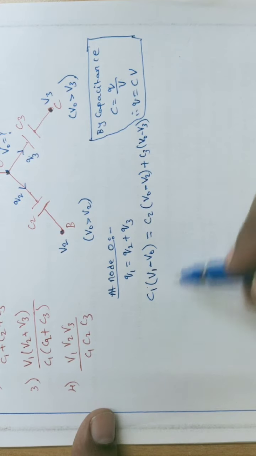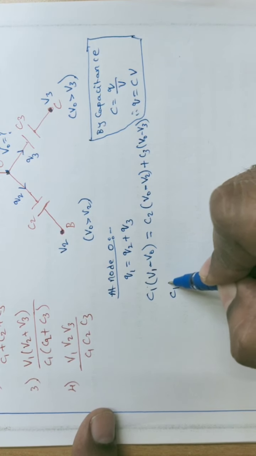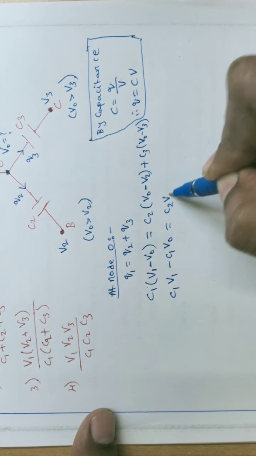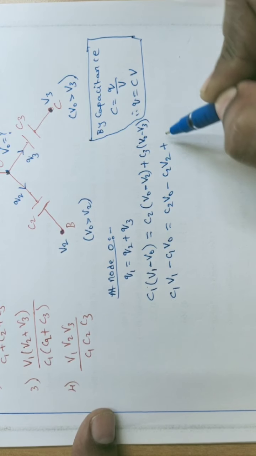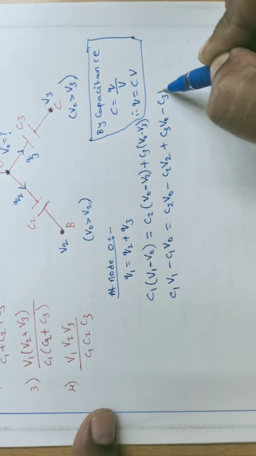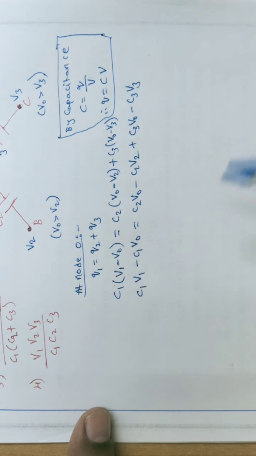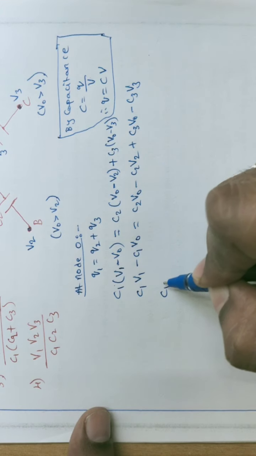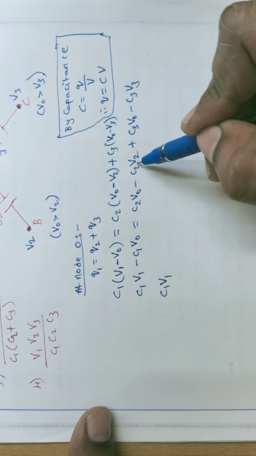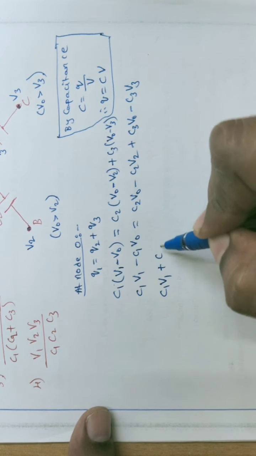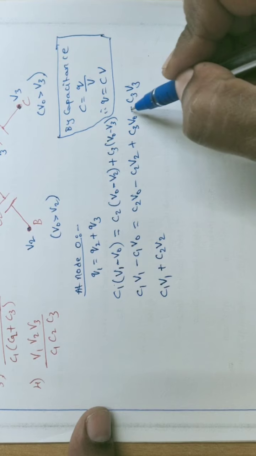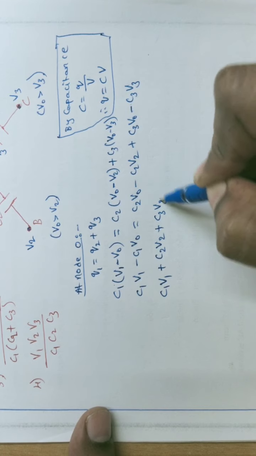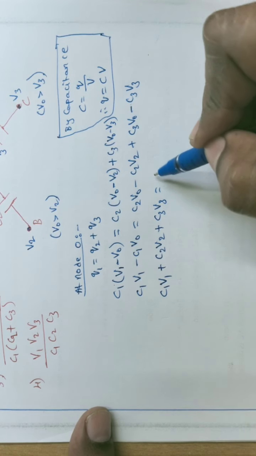So students, just expand this one simply. Here we are getting C1 V1 minus C1 V0 is equal to C2 V0 minus C2 V2 plus C3 V0 minus C3 V3. Now all the V0 terms we bring to one side, and the remaining terms to the other side. Here C1 V1 is positive as it is. Minus C2 V2 is there, so bringing this side it becomes plus C2 V2. Here minus C3 V3 is present; bringing this side it becomes plus C3 V3. Is equal to, here minus C1 V0 is present, so I am carrying this side.